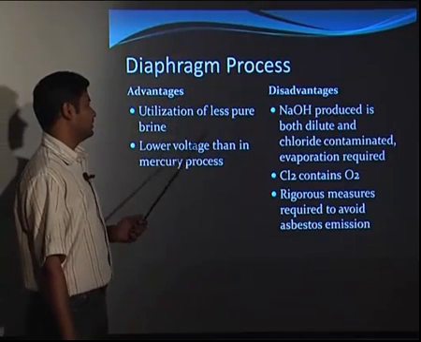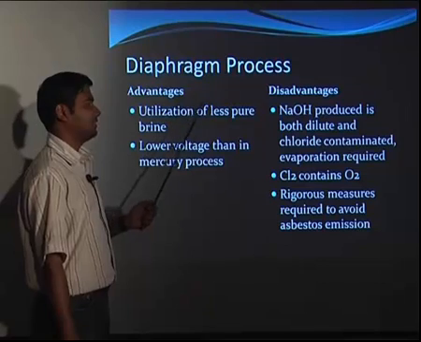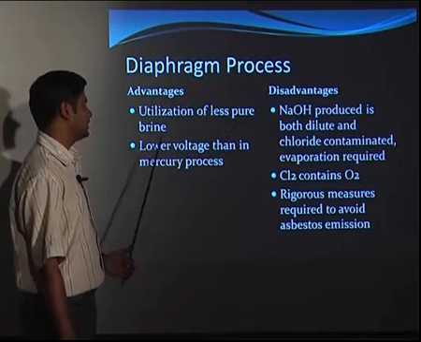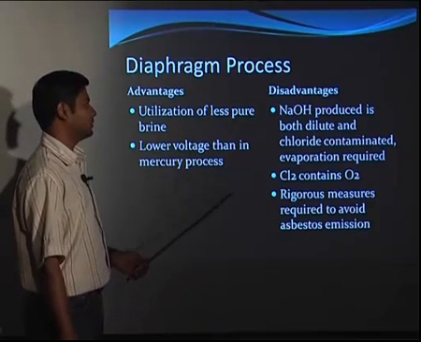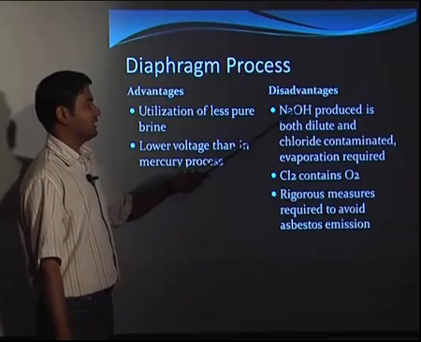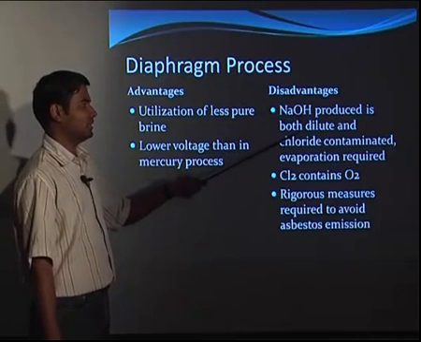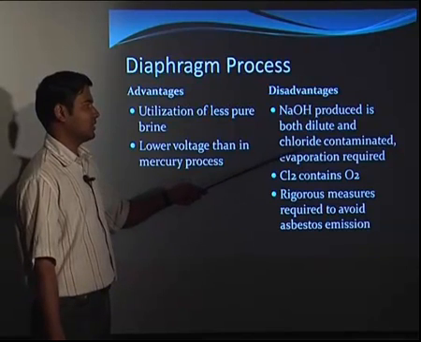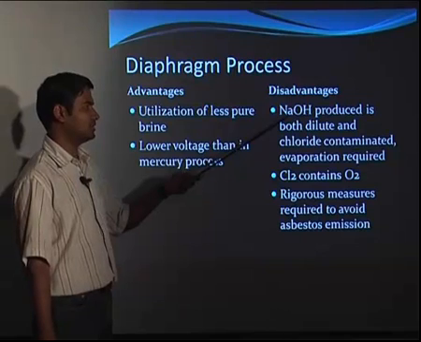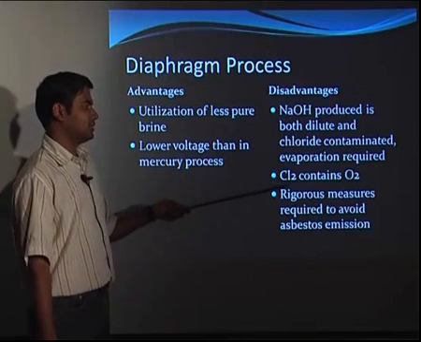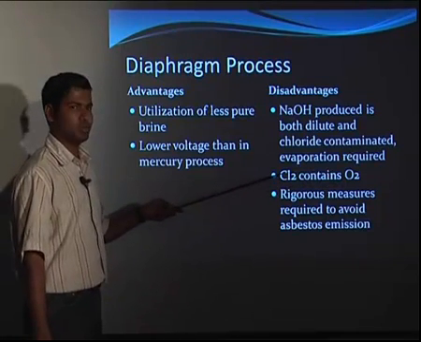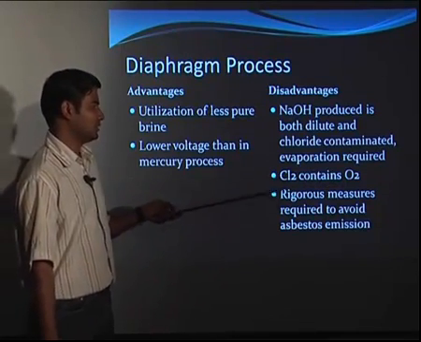In the same way, the utilization of less pure brine in the diaphragm process is the major advantage over the mercury process. Then lower voltage than in the mercury process, as we are using the diaphragm. The disadvantage is that the NaOH we get is more dilute than with mercury, and also chlorine contaminated, and for that evaporation is required to produce a higher concentration of NaOH. Then Cl2 contains O2; O2 is also produced in the electrolysis cells, so Cl2 may be contaminated by O2.